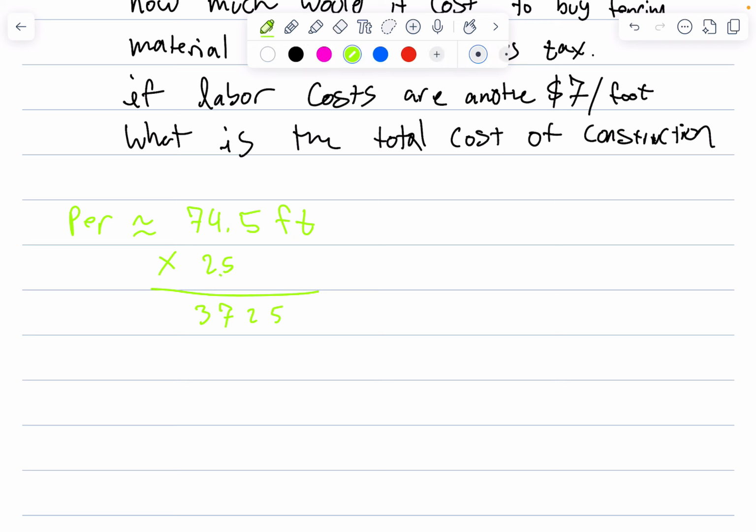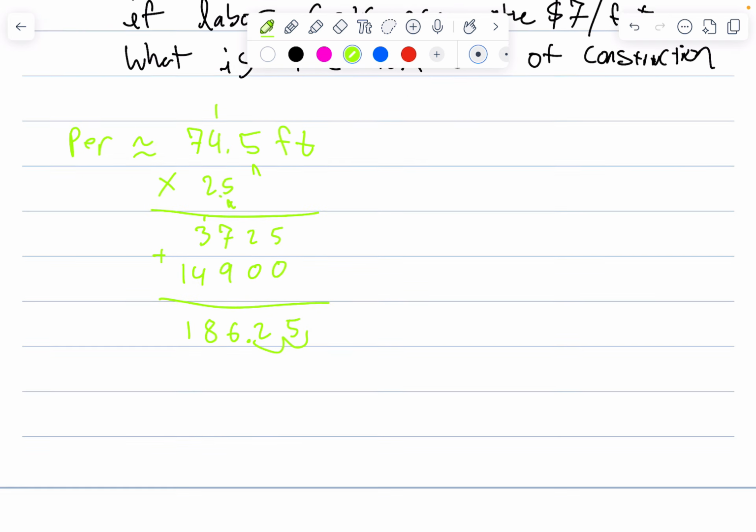And then drop a 0. 2 times 5 is 10. 2 times 4 is 8. We'll carry a 1, is 9. 2 times 7 is 14. So now add these up. We got 5, 2, 14, 15, 16. Carry the 1, 8, 1. So we're at, and we move it twice because there's 1 here, 1 here. So we're at 186.25. Now I'm going to verify this. 74.5 times 2.5. 186.25. Okay.